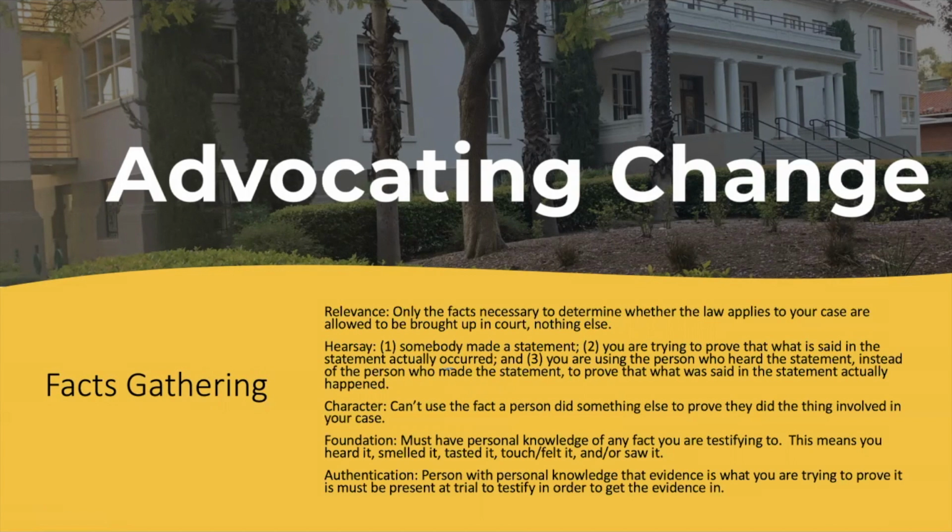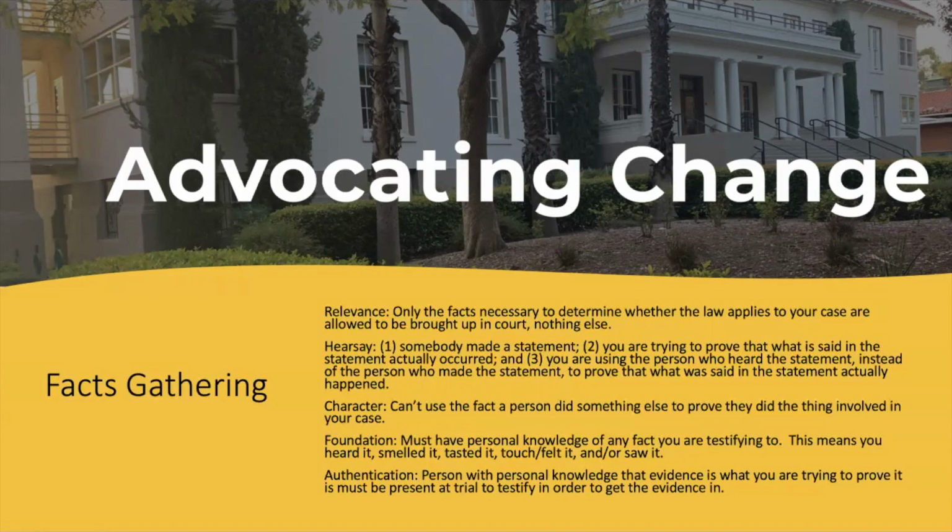In the facts gathering section, we're going to talk about 5 different evidentiary objections. And when I say evidentiary objections, I mean 5 tools of evidence that is used to keep evidence in or out of a case. The first is relevance, and relevance is concerned with only the facts that are necessary to determine whether the law applies to your case and are allowed to be brought up in court. Nothing else, okay?